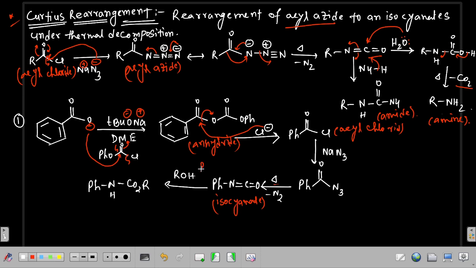Now in presence of alcohol, it will attack on the carbon, and this bond will shift, and it leads to the formation of this ester. This is ester, and this is amide. Like you can say this is an amide type of derivative.